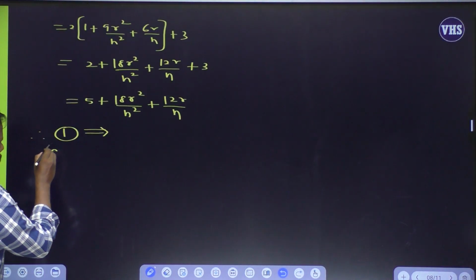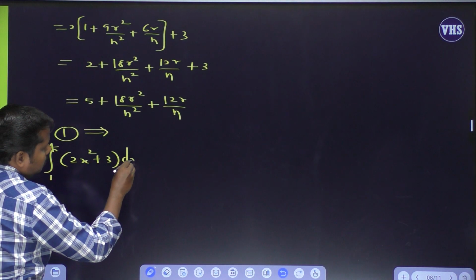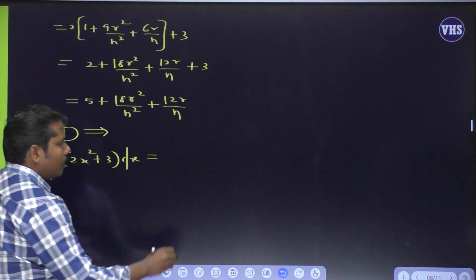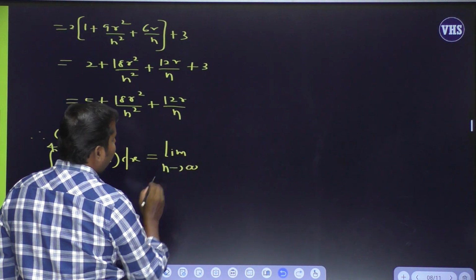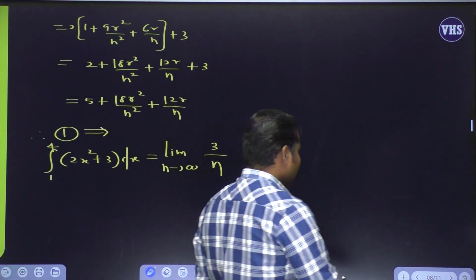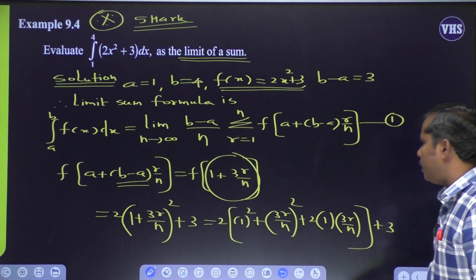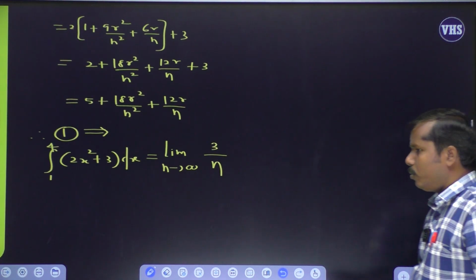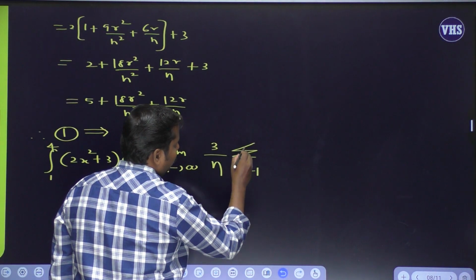Integral from 1 to 4 of (2x² + 3) dx is equal to the limit as n tends to infinity of (b − a)... What is our b minus a? It is 3. So 3 by n, summation ranges from r equal to 1 to n.